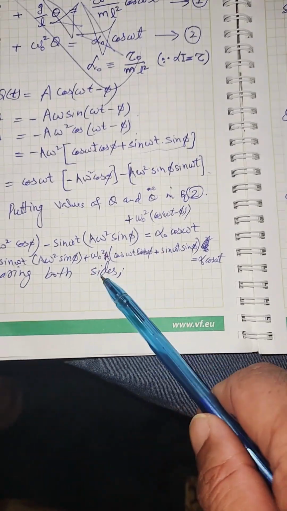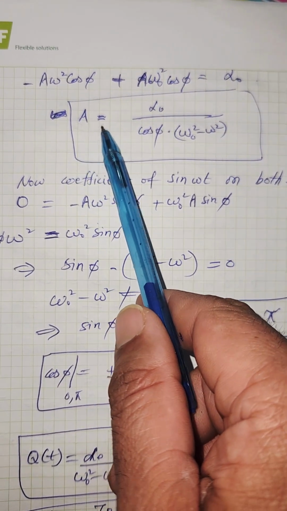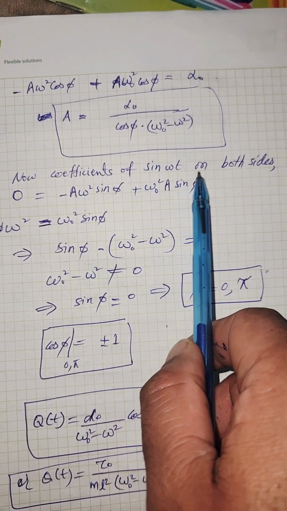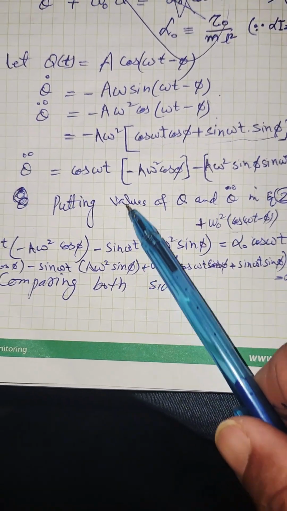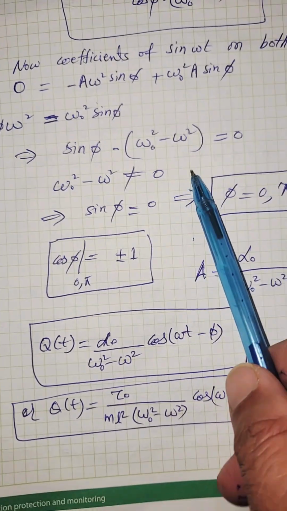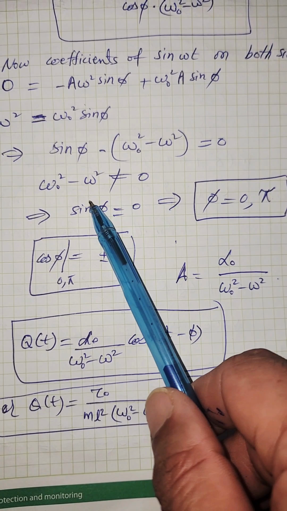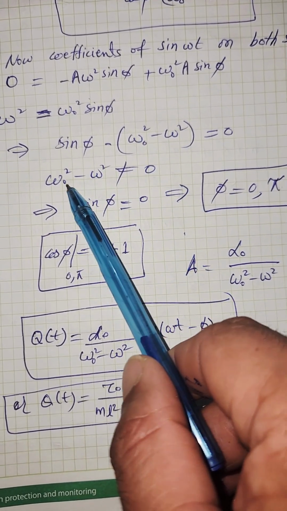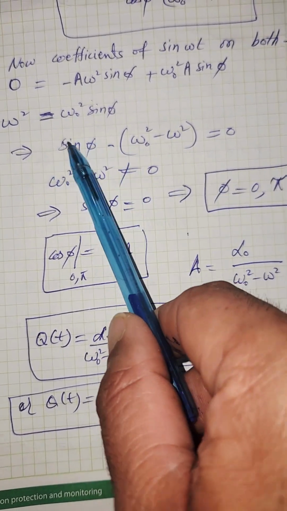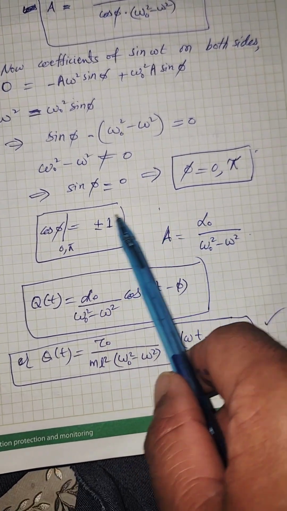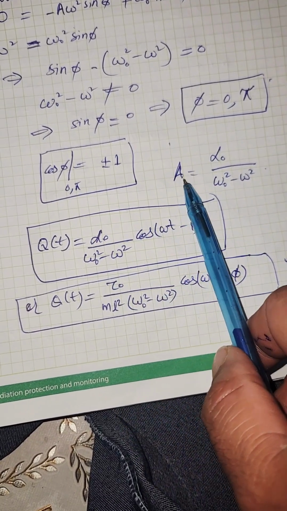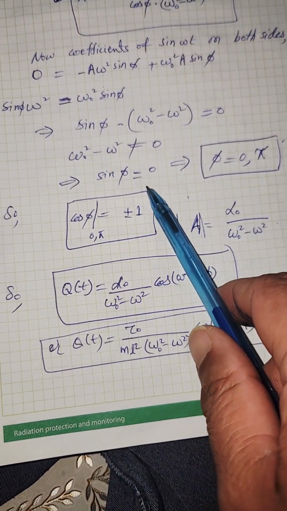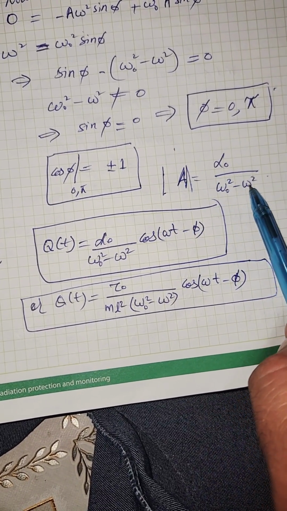Comparing both sides, we get A as alpha naught over cos phi into omega naught square minus omega square. Comparing coefficients of sin omega t on both sides of this equation, we get sin phi into omega naught square minus omega square equals 0. This term does not equal 0 because the simple pendulum or harmonic oscillator is in motion, so these terms cannot be 0. This implies sin phi must be 0, giving phi values of 0 and pi. So at these two values, cos phi is plus or minus 1. The magnitude of the amplitude from this equation is alpha naught over omega naught square minus omega square.